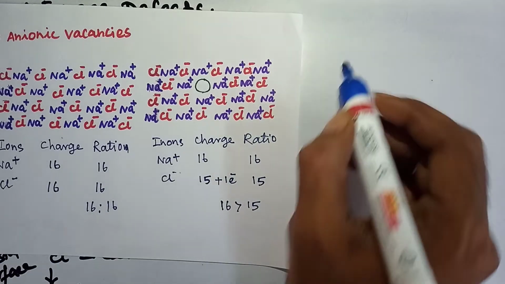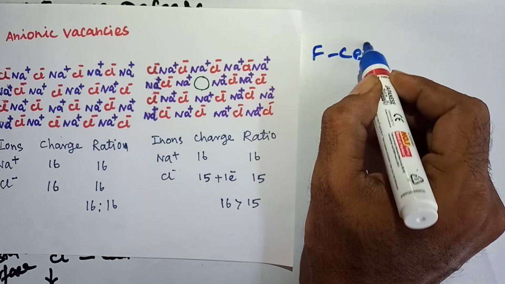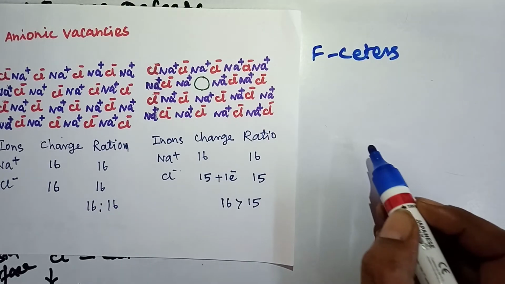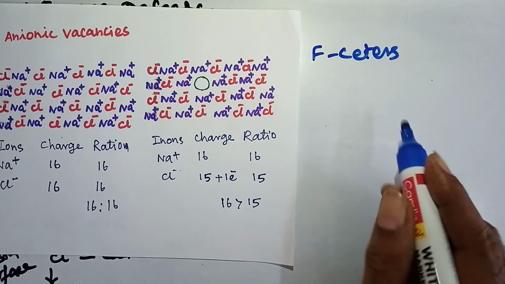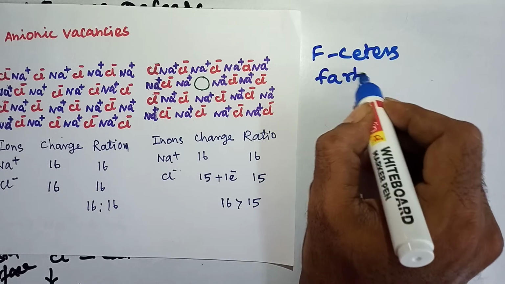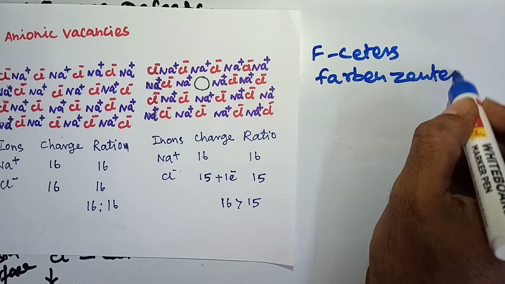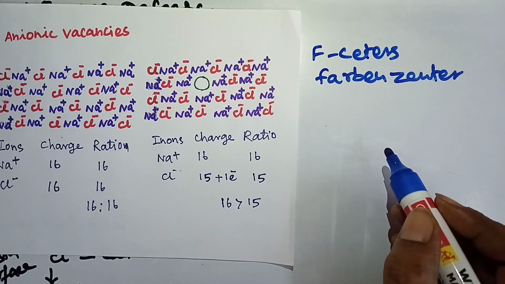We can say F centers. F centers are nothing but Farben centers. Farben center means color centers.